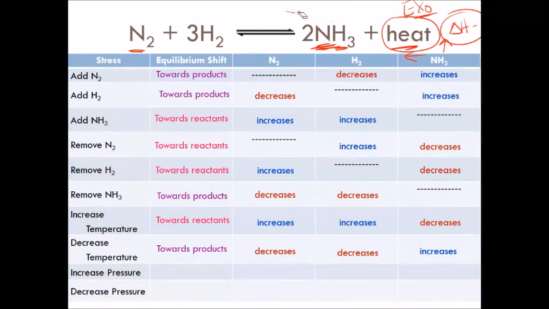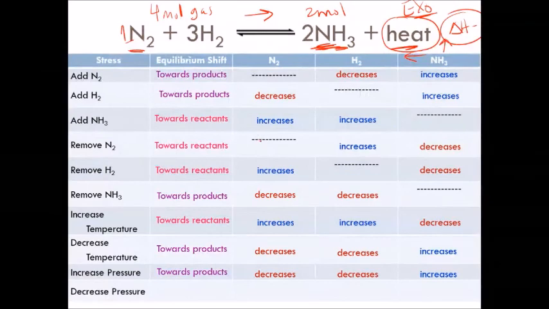Now for the pressure. Don't forget to look at moles of gas for pressure. Once again, we have 4 moles of gas over here, because we have 1 here plus 3, 4 moles of gas. On this side, we have 2 moles of gas. So if we increase the pressure, it's going to shift to the side with fewer moles, towards the products. The 2 reactants decrease in terms of their concentration, and the ammonia is going to increase.